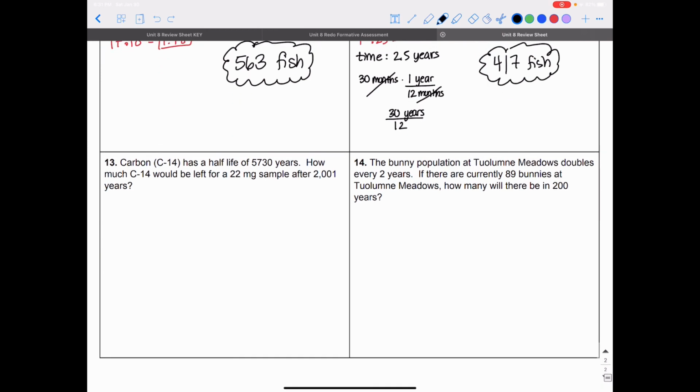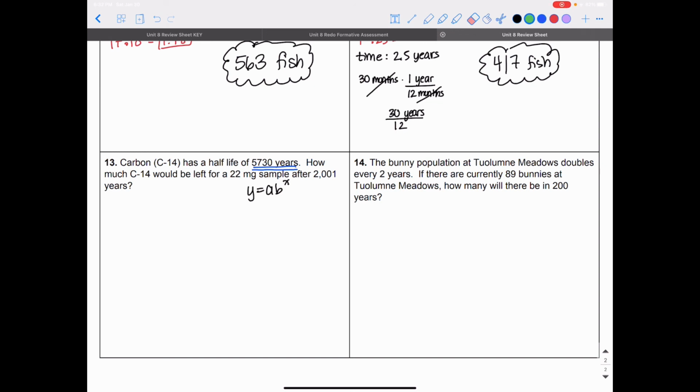For 13, carbon has a half-life of 5,730 years. How much C14 would be left for a 22 milligram sample after 2001 years? This is a half-life problem. I don't see the word compounded. Y is equal to a times b to the x power. And I'm going to make sure I take into account that the growth rate is being applied every 5,730 years.